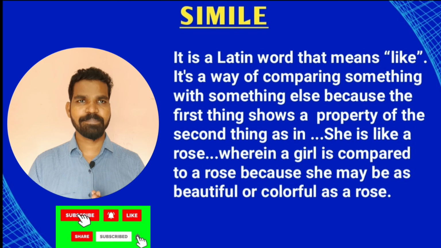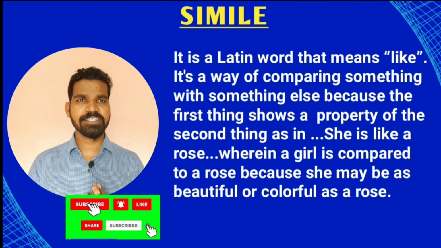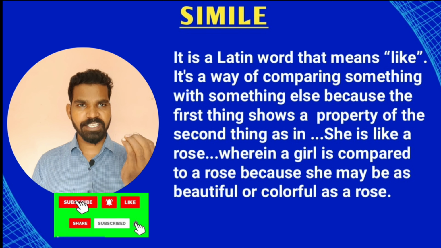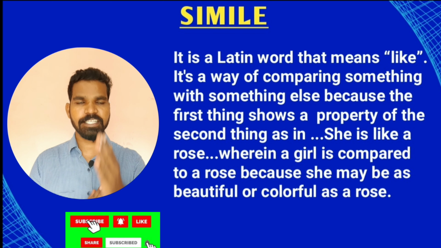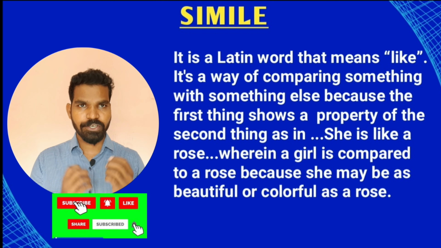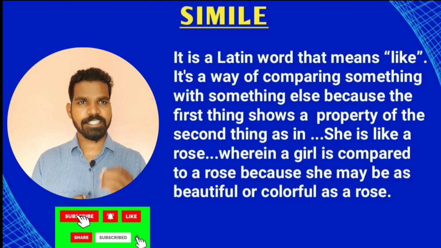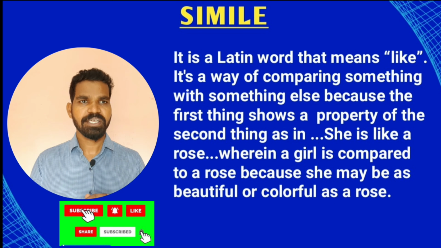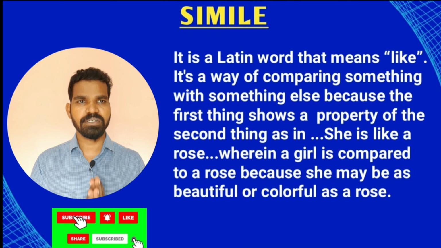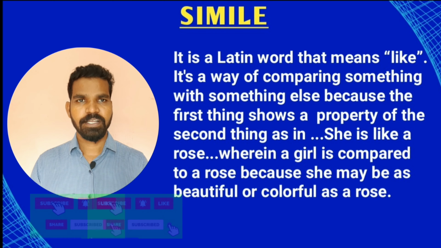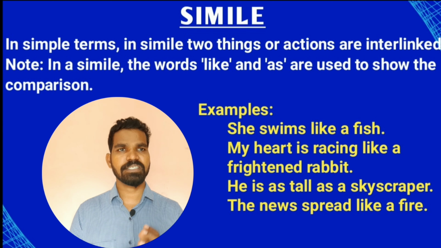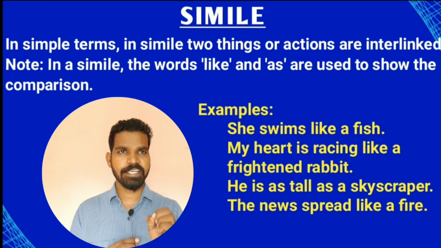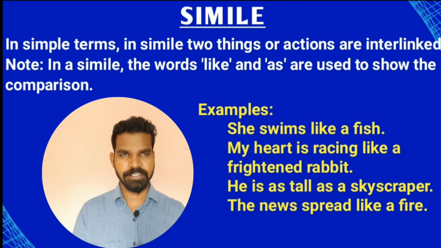The first one, simile. It's a Latin word that means like. It's a way of comparing something with something else, because the first thing shows a property of the second thing. As in, she is like a rose, wherein a girl is compared to a rose because she may be as beautiful or colorful as a rose. Let's see more examples. In simple terms, in simile, two things or actions are interlinked. In a simile, the words like and as are used to show the comparison.